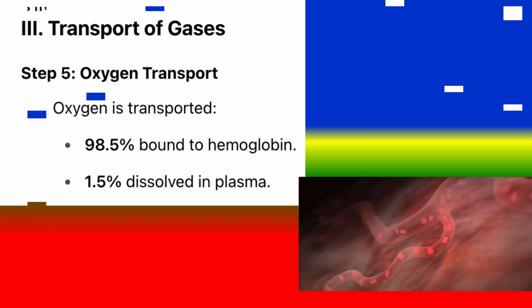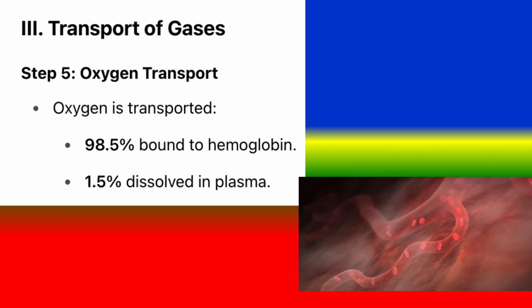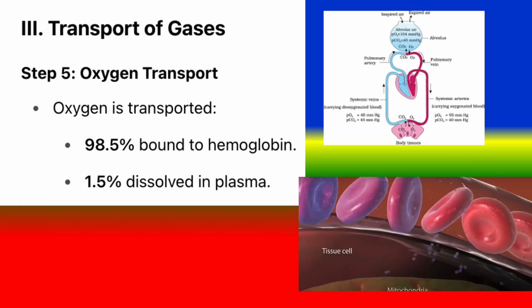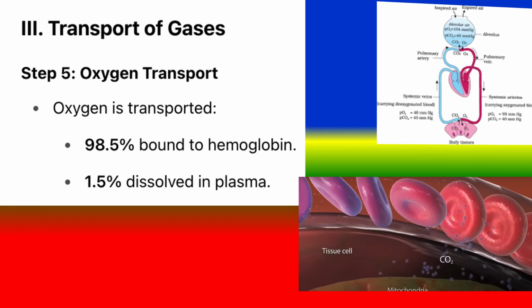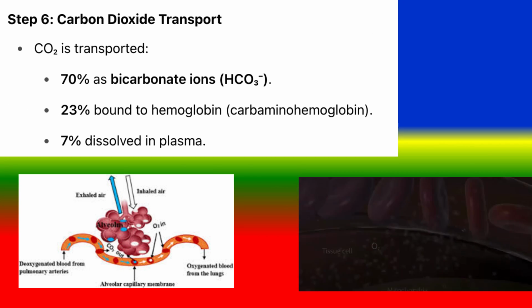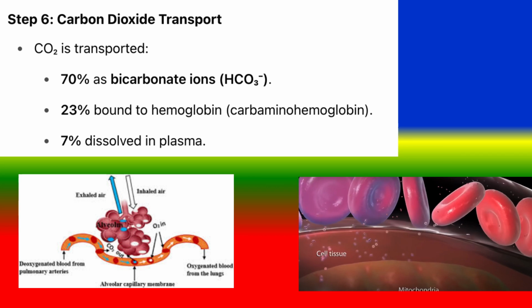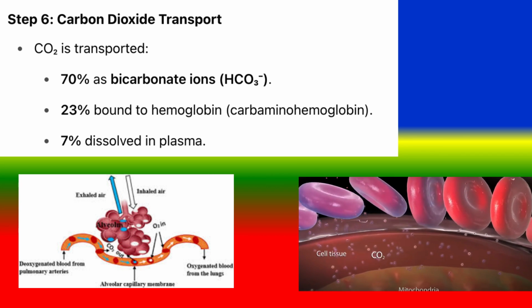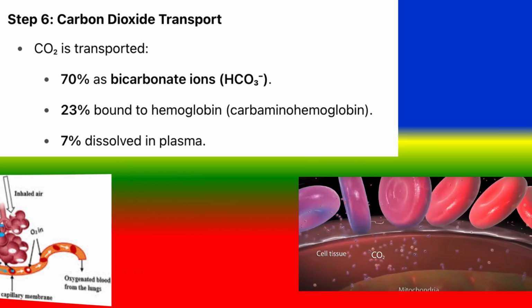3. Transport of gases. Step 5, oxygen transport. Oxygen is transported, 98.5% bound to hemoglobin, 1.5% dissolved in plasma. Step 6, carbon dioxide transport. CO2 is transported, 70% as bicarbonate ions, HCO3, 23% bound to hemoglobin as carbaminohemoglobin, 7% dissolved in plasma.